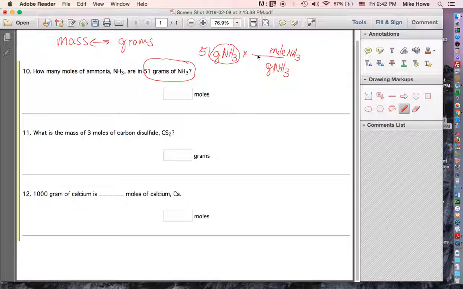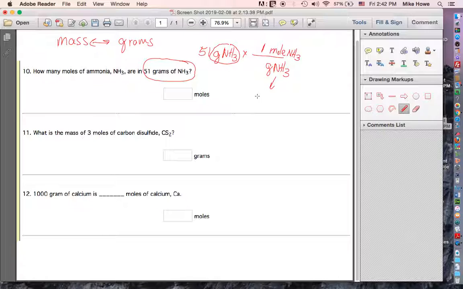After you have the units in. When? After the units are in place. So what do you do first? You put the units in place. After that's done, then you can go ahead and put your equivalency in. So 1 mole is equal to the mass of this stuff.